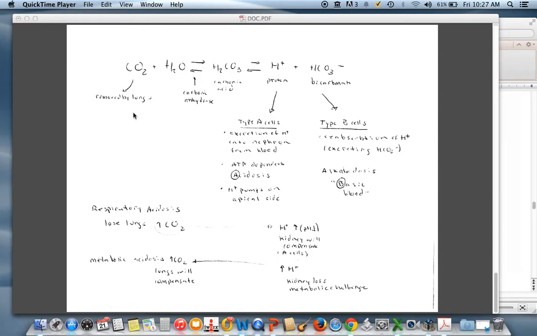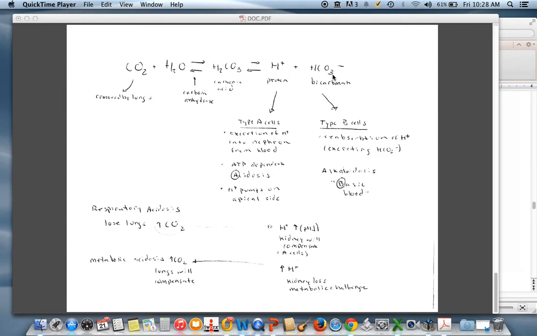Okay, we're back. And what I wanted to do is to talk to you guys about this balance of CO2 and water and how it's converted by carbonic anhydrase into carbonic acid, and then ultimately becomes a proton and a bicarbonate. And this movement follows Le Chatelier's principle in that we have these different reactants here that then end up producing products on this side.